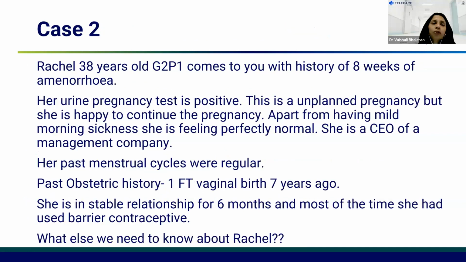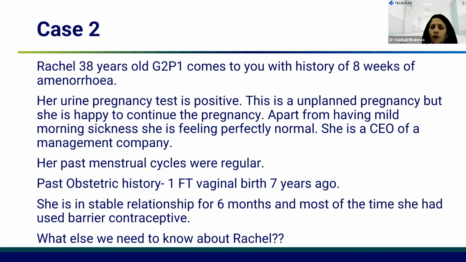Okay. So case 2, Rachel, 38-year-old G2P1, comes to you with a history of 8 weeks of amenorrhea. Her urine pregnancy test is positive. This is an unplanned pregnancy, but she is happy to continue the pregnancy. Apart from having mild morning sickness, she is feeling perfectly normal. She is a CEO of a management company. Her past cycles are regular. Her past obstetric history: a full-term vaginal birth 7 years ago. She's in a stable relationship for 6 months, and most of the time she had used barrier contraception.